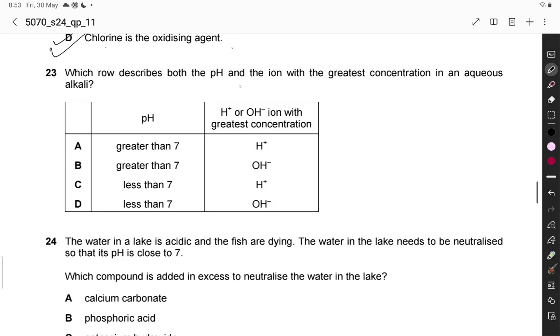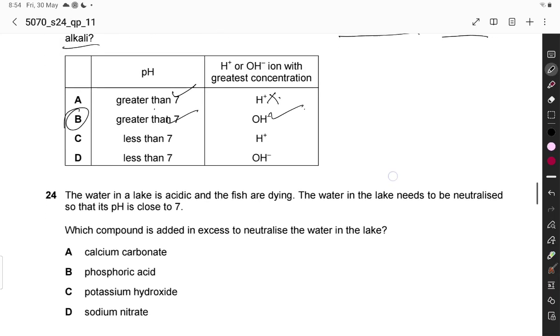Which row describes both the pH and the ions with the greatest concentration in an aqueous alkali? Greater than 7. H positive or OH negative ions with greater concentration? No, hydrogen ion is not greater concentration. Greater than 7, and concentration of hydroxide ion is greater than the H positive ion. So B option is correct. Less than 7 it cannot be, so H positive.